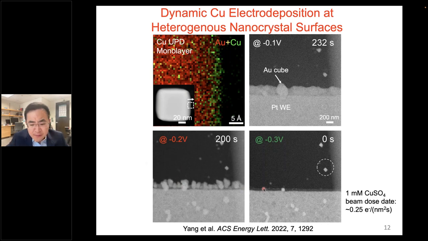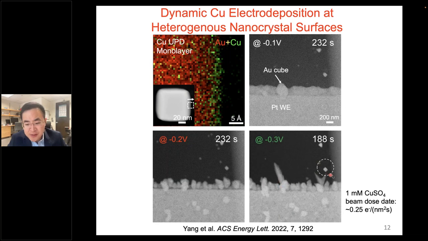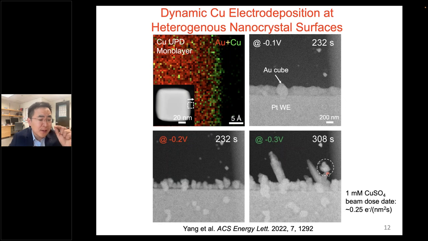At a fairly aggressive driving potential, it becomes more dendritic. For this particle in particular, at about 200 seconds, it was also electrified, meaning the copper dendrite is now in contact with this particle, and it really shows you the heterogeneous electric field near the electrode.